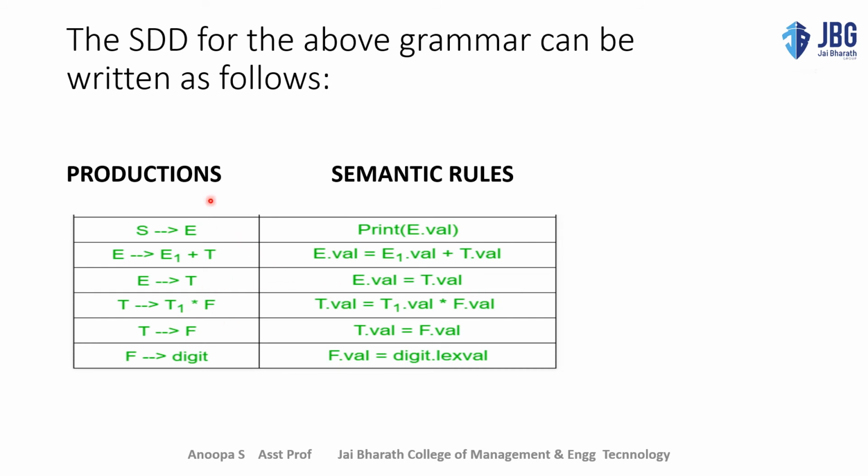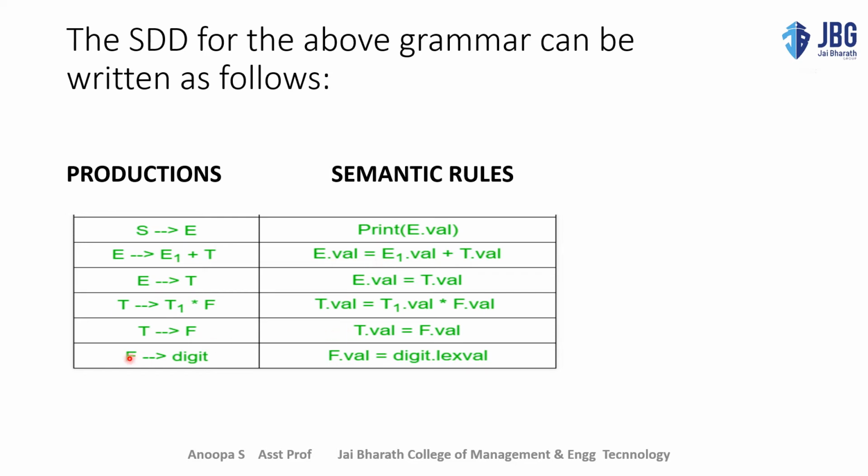For S giving E, I am giving the semantic rule as print E dot val, that is how to get the value of E. This is the attribute value. So first we have to get the attribute value, then print. That is the semantic rule associated with this. For E giving E1 plus T, first I have to get E1 val, then T val, then add them and assign to E val. This is a rule. Similarly, we can see all of these.